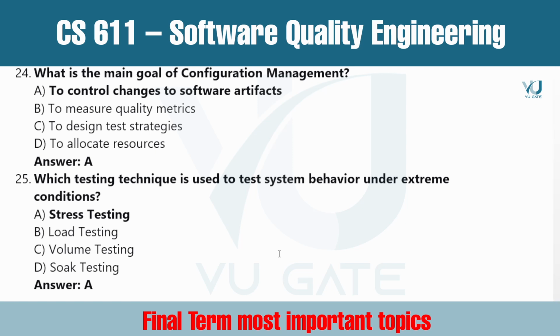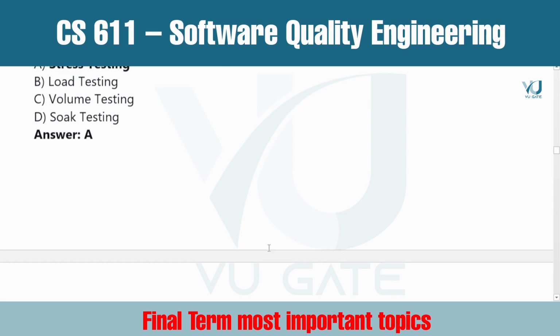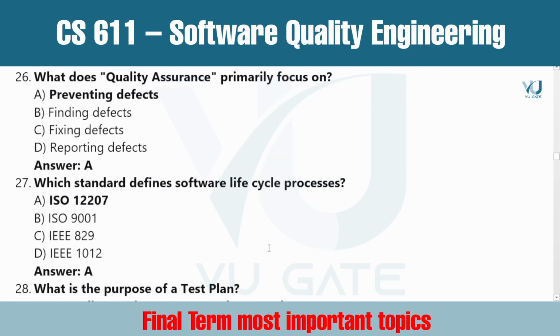Question 25. Which testing technique is used to test system behavior under extreme conditions? The correct answer is option A, stress testing. Question 26. What does quality assurance primarily focus on? The correct answer is option A, preventing defects.